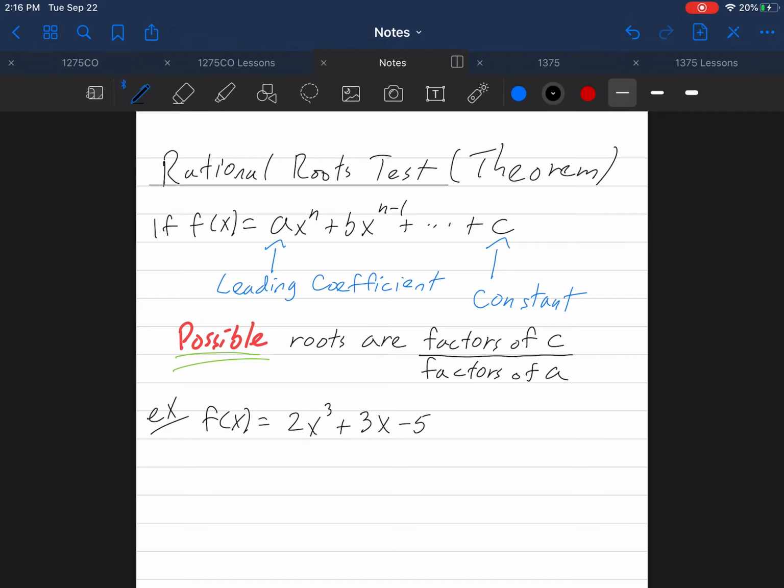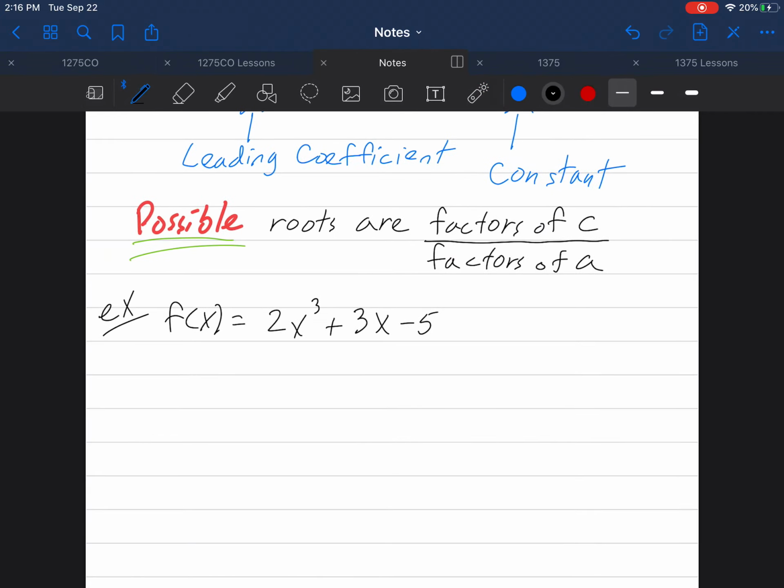Let's take a look at this example. The leading coefficient is equal to 2. The constant number is equal to 5. As far as the rational roots theorem is concerned, the stuff in between doesn't matter. All we're concerned about are these numbers here, 2 for a, and this should be a c.